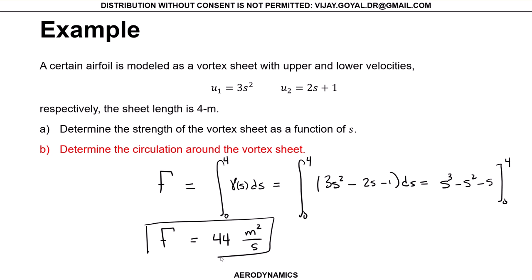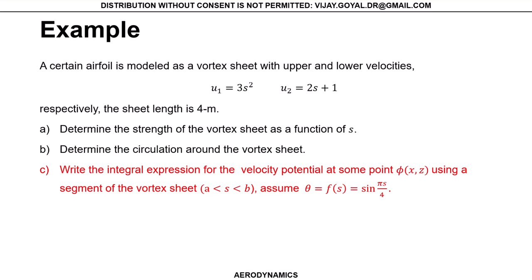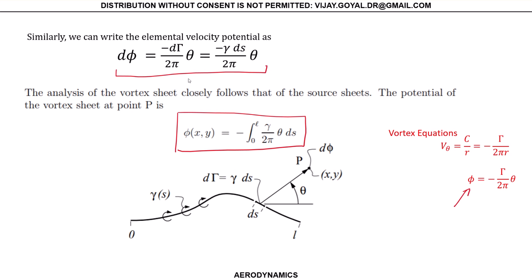The last question asks you to write the integral expression for the velocity potential. There's part of the description that's given here, sorry. This goes from 0 to 4, and this is the value of theta. If you look at the expression given right here, this is the expression we'll be using. I've got theta, I've got gamma, I've got 2 pi, and 0 to L. So this is the expression.